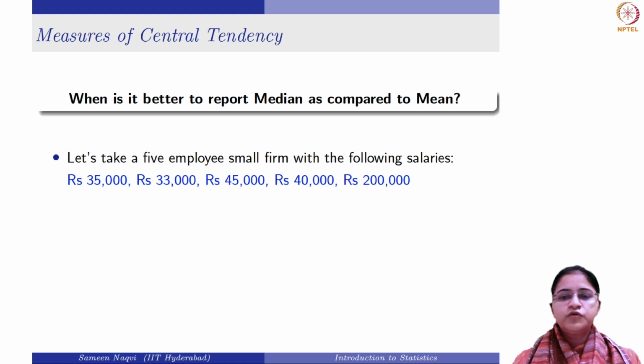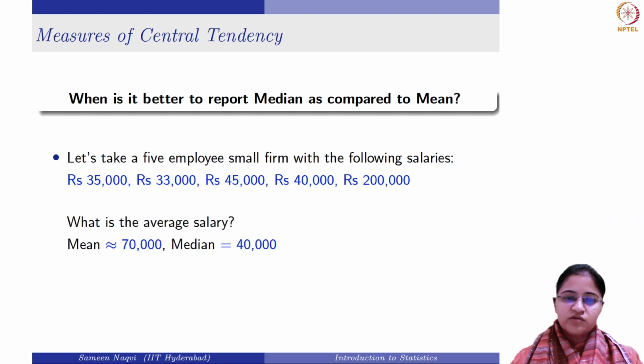Now, if you want to take the mean of this, you will get it approximately around 70,000. And if you see the median, because if you arrange it in ascending order, you will get the median as 40,000. Now, if somebody asks you, what is the typical salary of this firm, and you quote the mean, that is 70,000, then it might give an impression that most of the employees would be having a salary around this 70,000 only. However, the actual scenario is that their salaries are around 40,000.